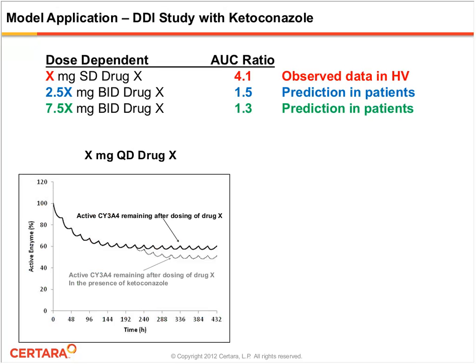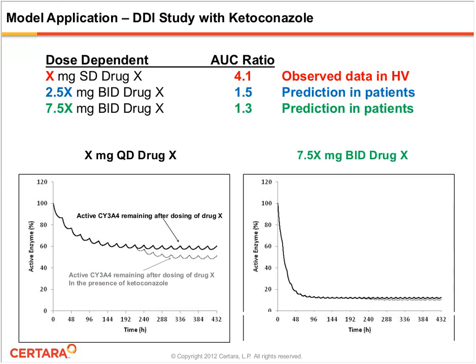However, if we now increase the drug by 2.5-fold or 7.5-fold BID and give this in the oncology population, what we're actually predicting are values of 1.5 and 1.3, and therefore significantly lower than the values that were observed in healthy volunteers. But obviously, this is mainly related to this dose dependency. If we have a look at the bottom, this is the dosing at X, which I showed you before. But at the much higher dose of 7.5X, you can see that you wiped most of the CYP3A4 activity out, and that is why we have this much lower potential for drug-drug interaction with ketoconazole.